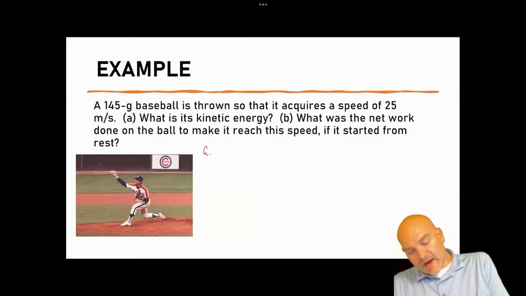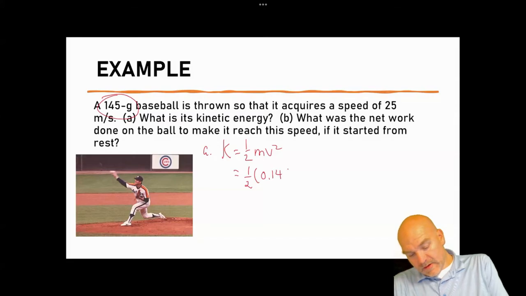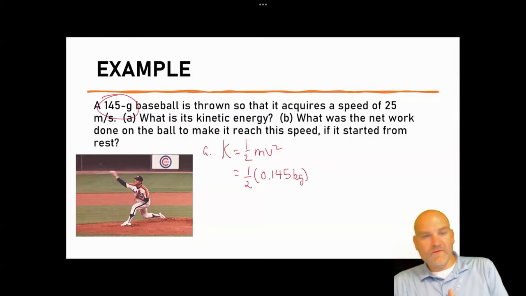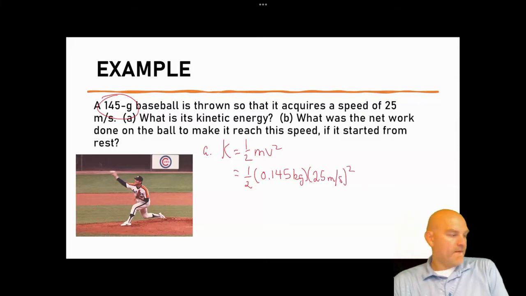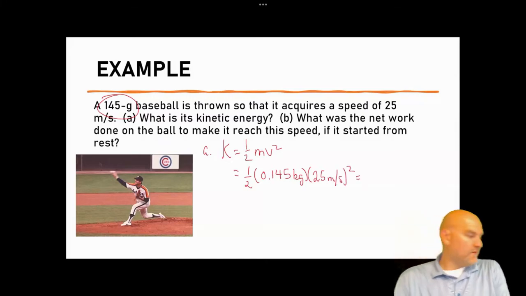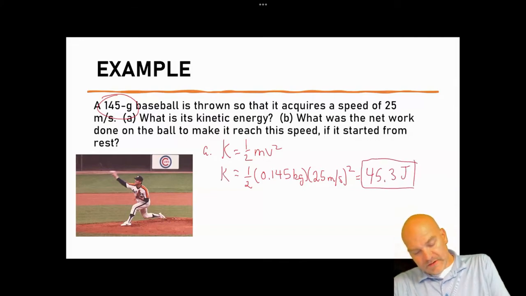So simply enough, for part A, this is a very easy calculation. It's just going to be 1/2 mv squared. So I'm going to go 1/2. Now remember, our mass needs to be in kilograms. So it's going to be 0.4145 kilograms, and we're going to go to 25 meters per second, squared. Okay, so we have done 45.3, or given it 45.3 joules of energy.